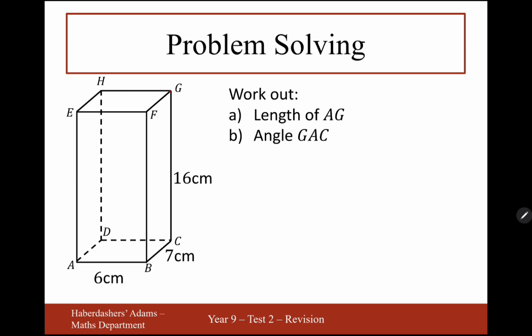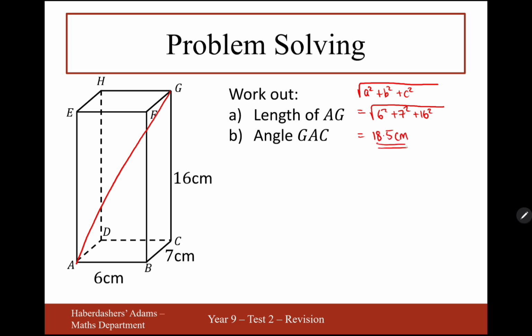Okay, so in this question here, we're working out the length from A to G. So that means we need to do the calculation of a squared plus b squared plus c squared, all square rooted. So that's going to be 6 squared, add 7 squared, add 16 squared. Let's type that all into the calculator all in one go. And we get the value of 18.5 centimetres.